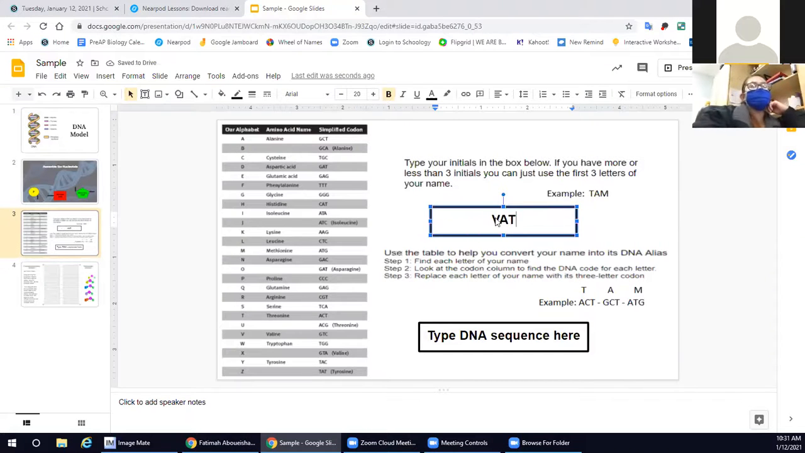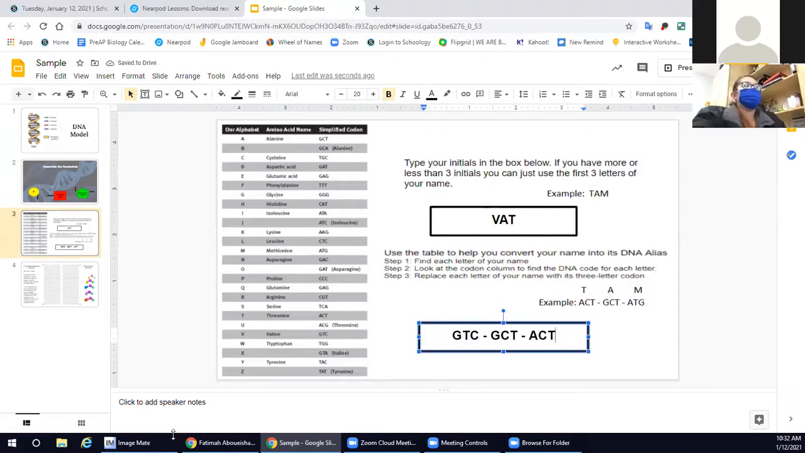Now I'm going to use the table to help convert my name into its DNA alias. I'm going to look at each letter of my name, and I'm going to look at the codon column to see what it's going to make. So my first letter is V. V makes GTC. So I'm going to type GTC. Then I'm going to add a dash. My next letter is A. A is GCT. So I'm going to type GCT, then I'm going to add a dash. And my last letter is T. That's ACT. So I'm going to add ACT.